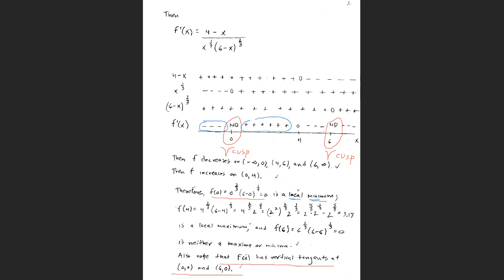And at x equals 4, the function goes from increasing to then switches to decreasing. And so you're going to have a local maximum at x equals 4.